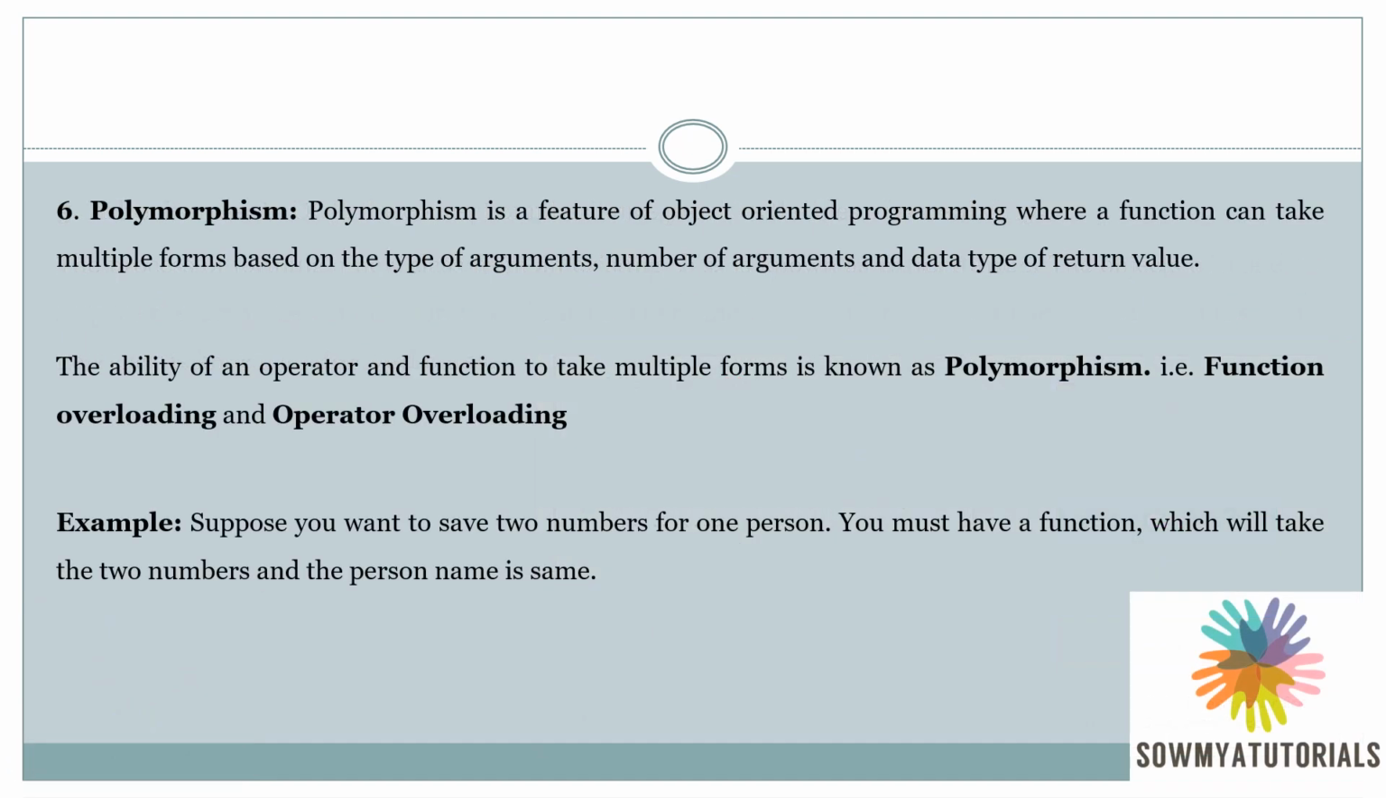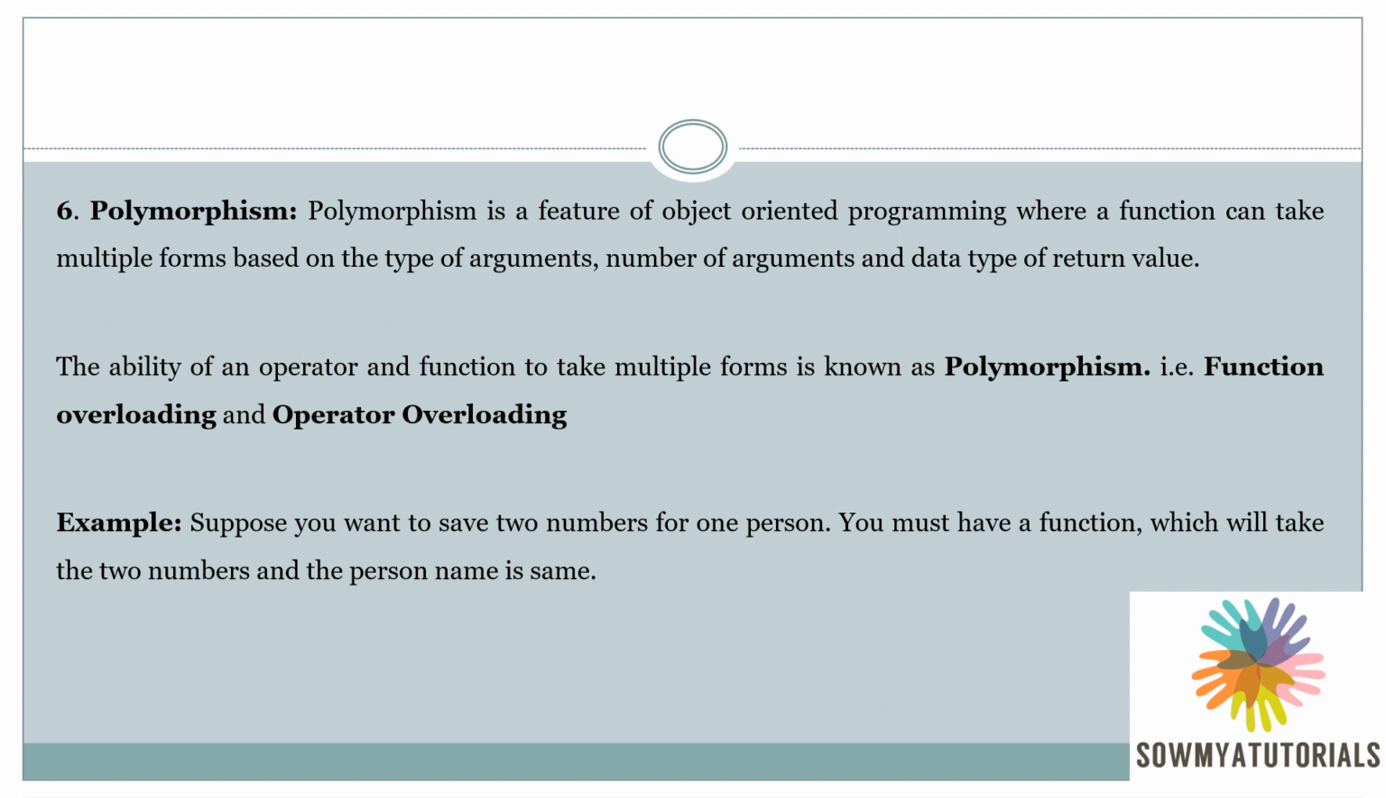Next one, polymorphism. What is polymorphism? Poly means many, and morphism means different forms. So polymorphism means the ability to take multiple forms. It is a feature of object-oriented programming where a function can take multiple forms based on the type of arguments, the number of arguments, and the data type of the returned values. This is called polymorphism. There are two different types of polymorphism: one is called function overloading, and the other is called operator overloading.